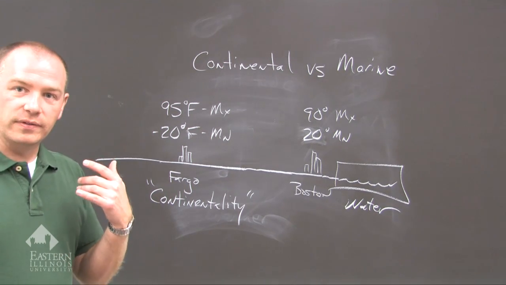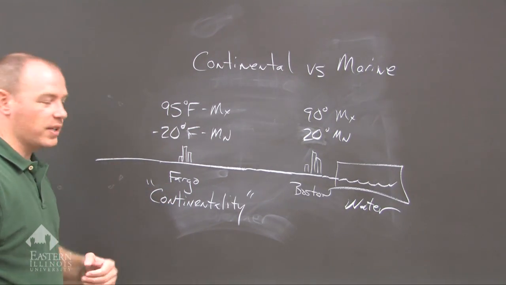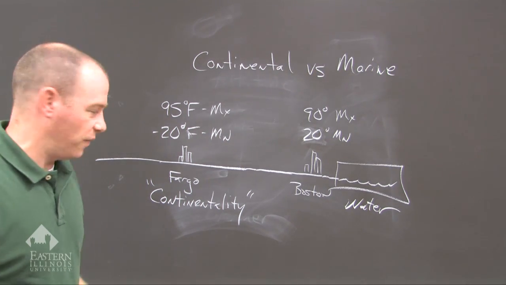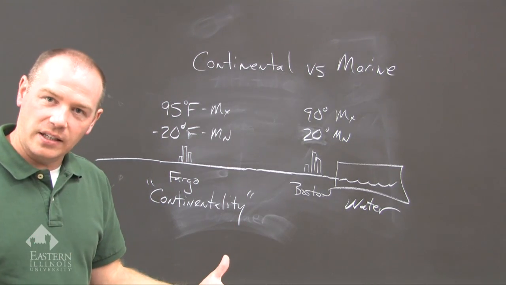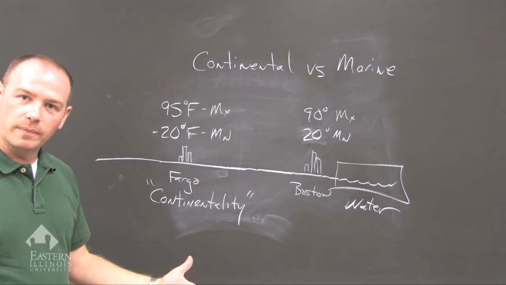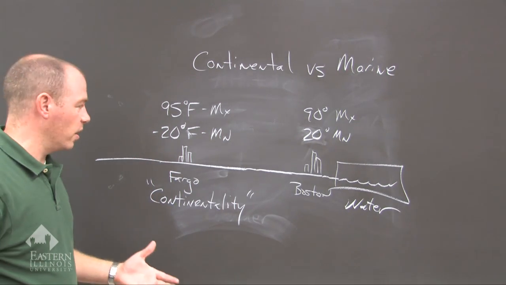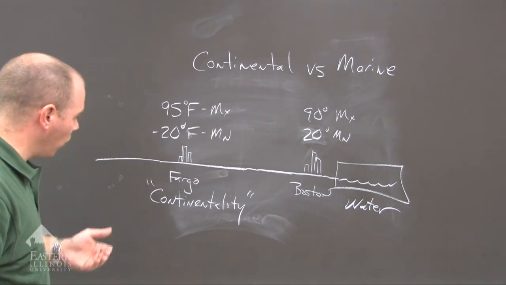Continentality. St. Louis is in the middle of the continent. Fargo is in the middle of the continent. Denver is in the middle of the continent. So you get this continentality effect when there is absolutely no water, I mean significant bodies of water, to control the temperature. So that's why it gets very hot in summer and very cold in winter.